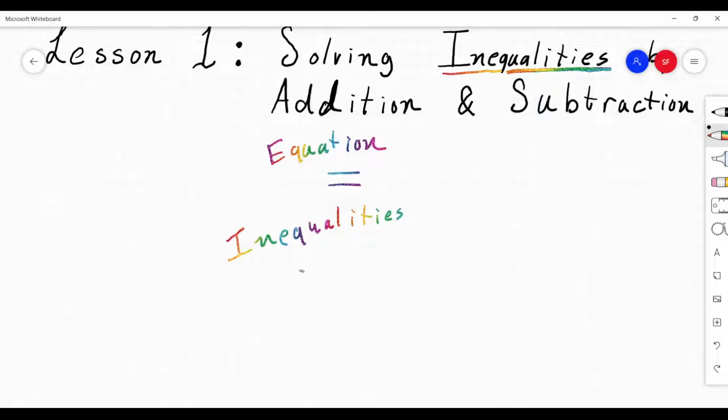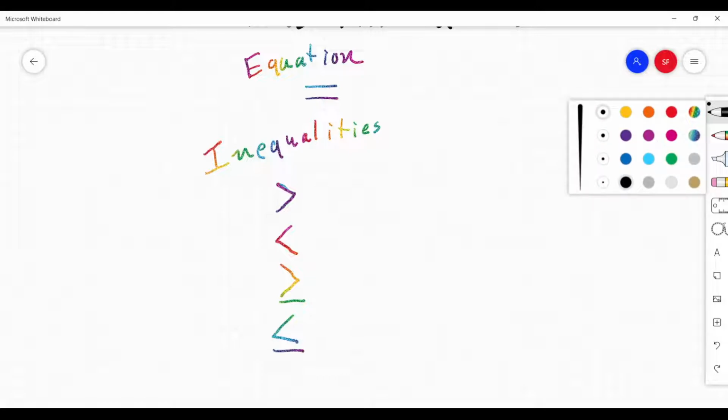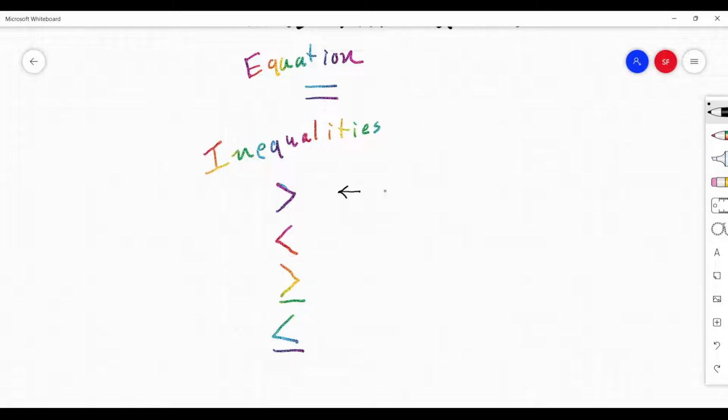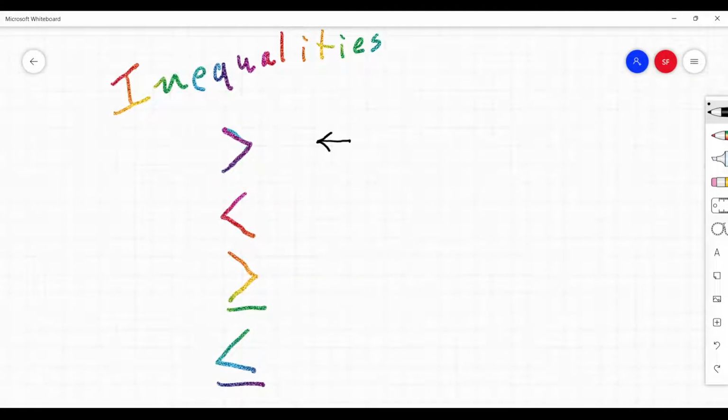And an inequality is kind of the same thing, except it has different symbols. It has this symbol, or this symbol, or this symbol, or this symbol. Wait, what does this symbol mean? Greater than. No, less than. No, this symbol does not mean less than. This symbol means greater than.